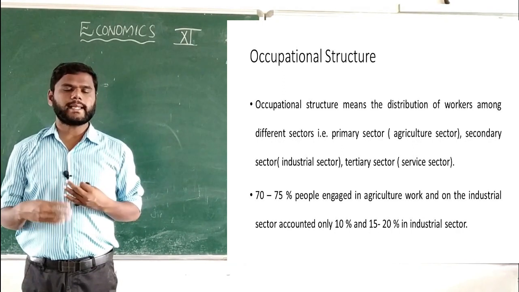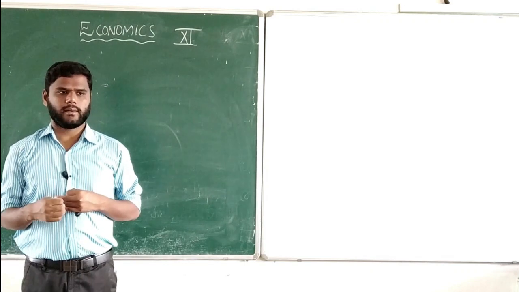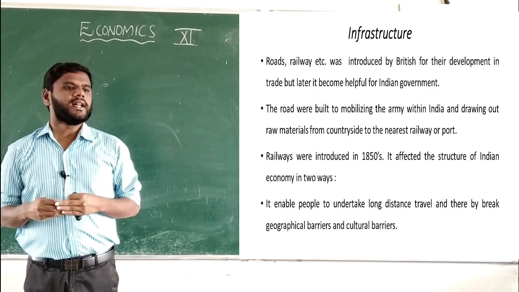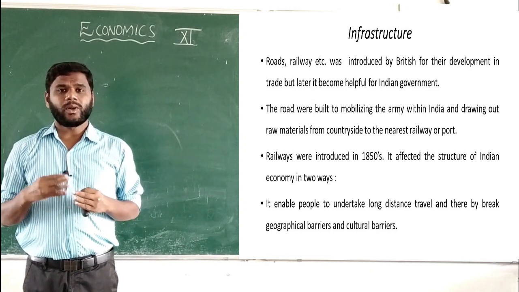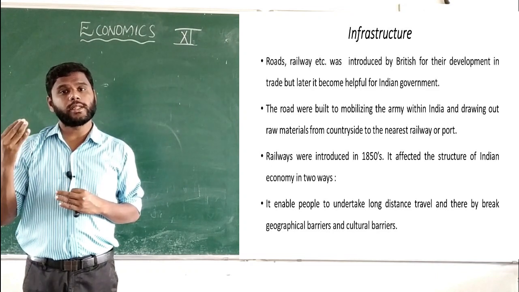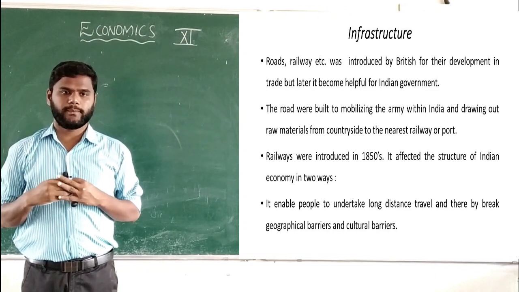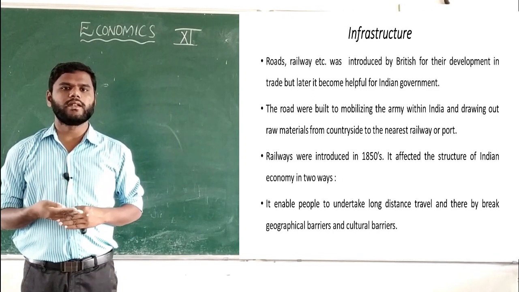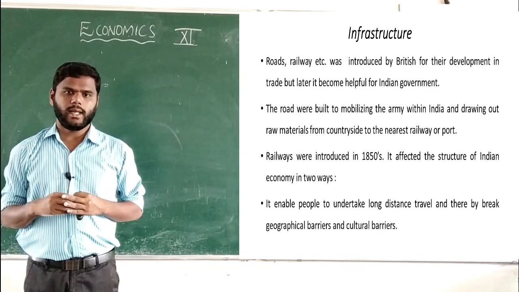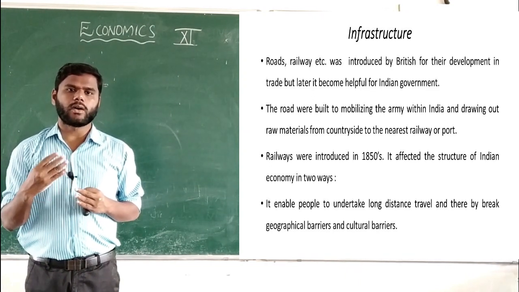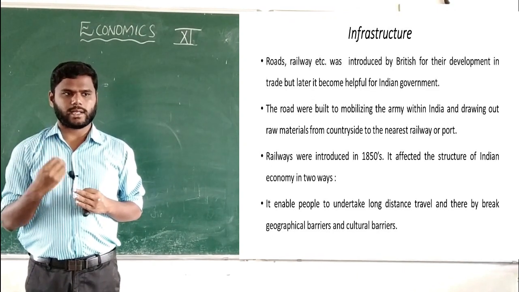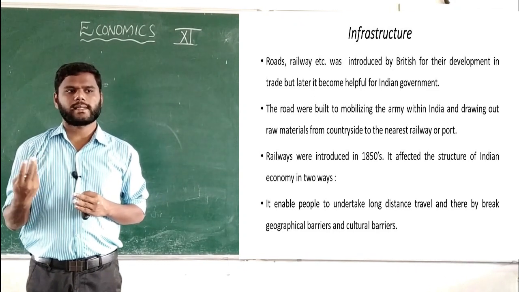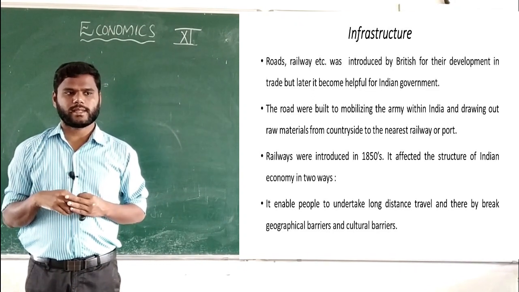Okay, see, next topic is about infrastructure. About infrastructure we are studying in upcoming chapter, and now we have to discuss the infrastructure development during the rule of English East India Company. What do you mean by infrastructure? Infrastructure can be classified into economic infrastructure and social infrastructure. Economic infrastructure means road, railway and etc. And social infrastructure means hospital, school, etc.